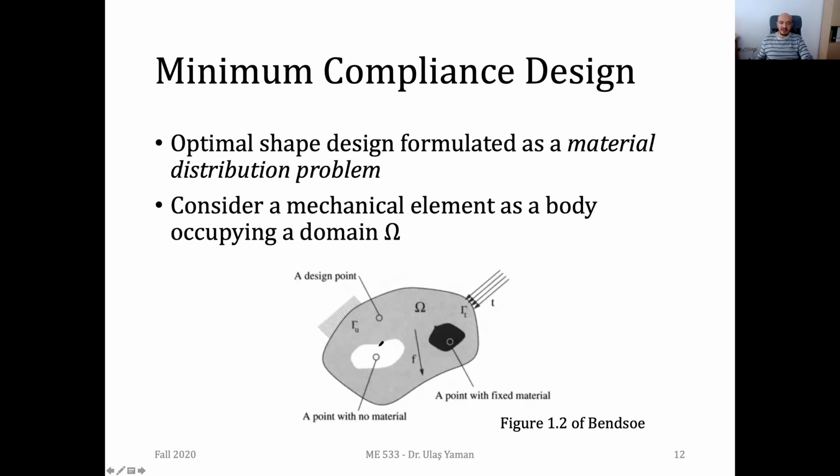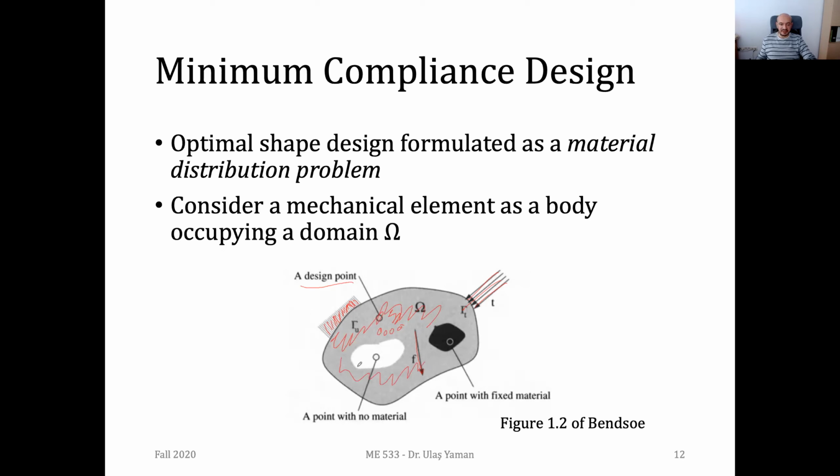What are they? In all of these parts, we may have some fixed regions. So our part is fixed to the wall or ground from this region. We may have some traction forces. These are the forces. And we may have some body forces. In addition, we may have regions. These gray regions are filled with material, so they are kind of design points, which means that in the optimization steps, we are going to optimize this gray region.